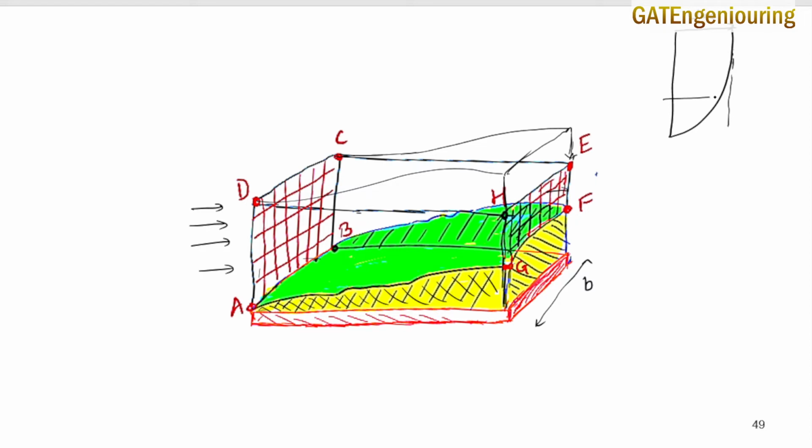Now let's say there is a location at which the velocity is just u, the small u here. So what would be the velocity deficit of this particular zone? That would be u infinity minus u.